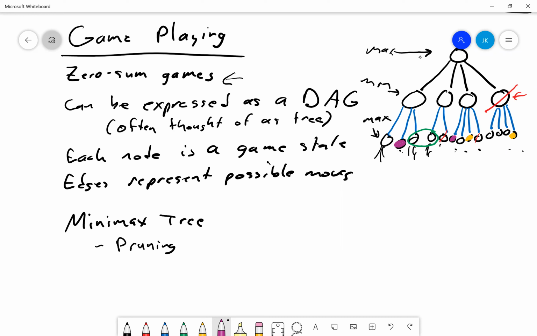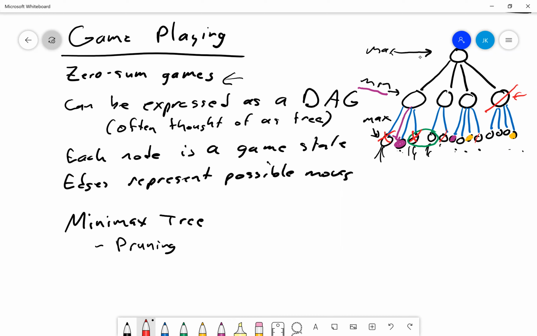So for instance, if purple was that player 2 won, well, this is player 2's turn. And so player 2 is obviously going to choose this choice. And because there's a choice that player 2 knows leads to a winning condition, you don't even have to follow these other possible paths.